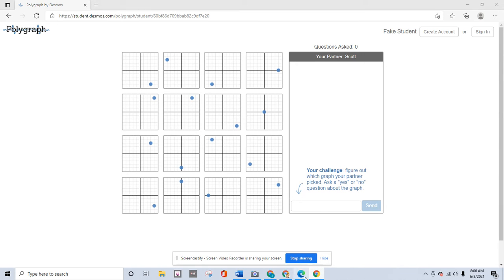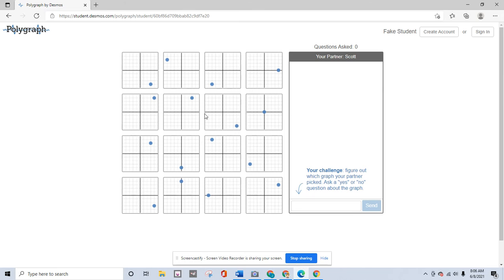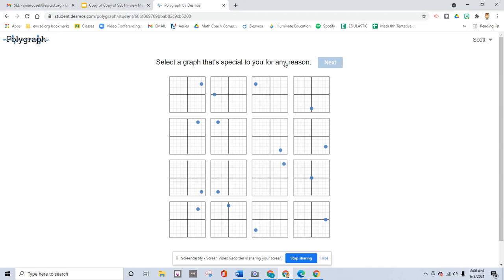Okay, now let me show you what the other one looks like. This one is the other person. So if you didn't get what I'm doing, I'm going to two different tabs, pretending to be two different students. You would do one tab, and then in the classroom, somebody else is going to be attached to you and be chatting with you. So it says select a graph that has any reason for you, any special reason. So let me just pick a random graph. This one on the bottom right corner.